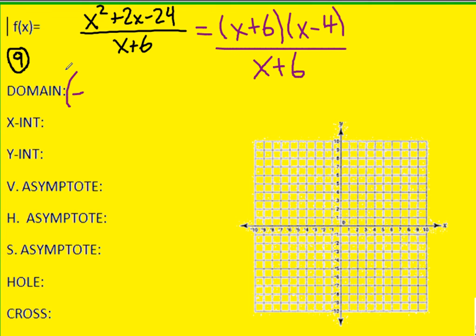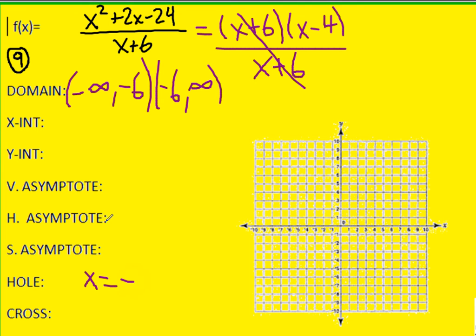Remember, do your domain analysis first: negative infinity to negative 6, and negative 6 to infinity. Now we can say, hey, that factor of x plus 6 cancels. That means that's going to be a hole. There's no other time the denominator equals 0, so that means we're going to have no vertical asymptote in this problem. So what's interesting here is that x plus 4 is all that you're left with.